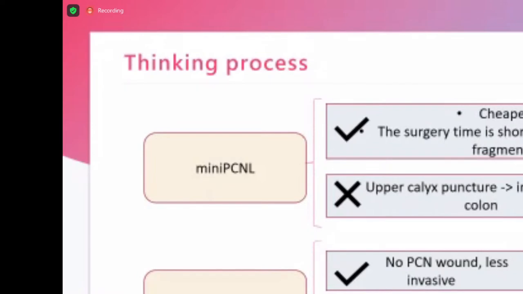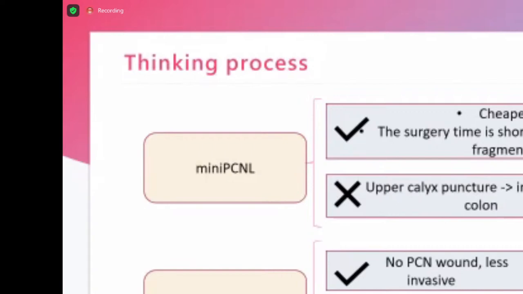Of course, both surgeries have advantages and disadvantages. For mini PCNL in Taiwan, the cost is cheaper than RIRS. And because the tract of the PCNL is larger than the ureteral sheath, the surgical time may be shorter than RIRS because we can wash out the fragments more efficiently. As you see from the abdominal CT, because the stones are within the upper calyx, puncture from the upper calyx is more difficult and may be dangerous, with a risk of injury to the pleura or colon.